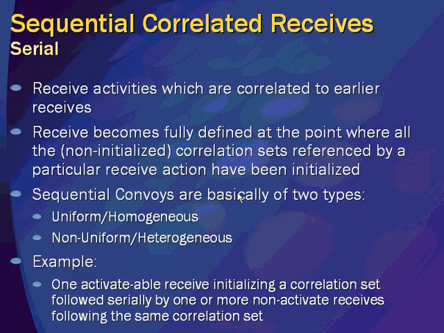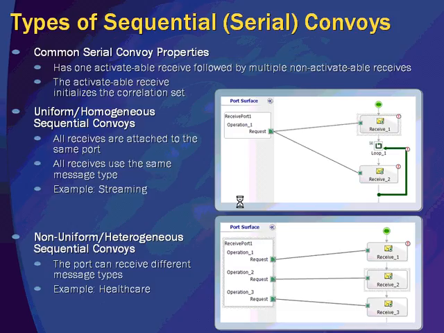So an example of a serial convoy might be where you have one activatable receive that initially kicks off your orchestration, and then you initialize your correlation set at that point to be based on the orchestration key field, maybe a transaction code, PO number, or stock quote, and then all the following receives that are possibly in a while loop are going to be correlated but are non-activatable. So here are those two broad categories shown on the diagram.